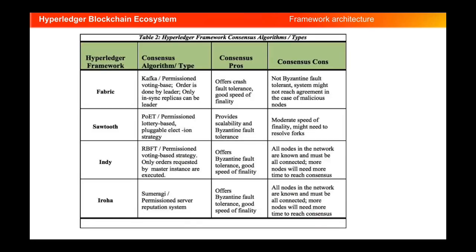RBFT and Paxos. This slide lists the Hyperledger frameworks, the consensus algorithm that we use currently, and the pros and cons of those consensus algorithms. Please have a look at this slide to understand the different Hyperledger frameworks and the consensus algorithm that is used. The main focus for this and the upcoming lessons is Hyperledger Fabric. We will discuss the consensus algorithm that is used in detail in the upcoming lecture.